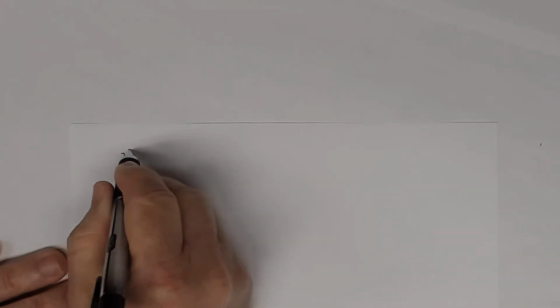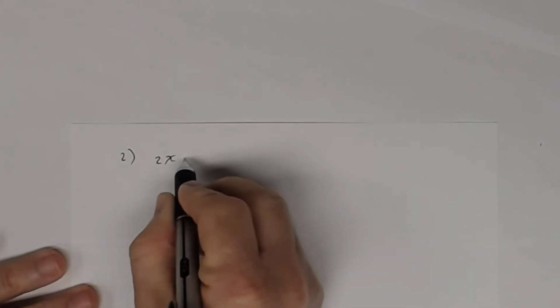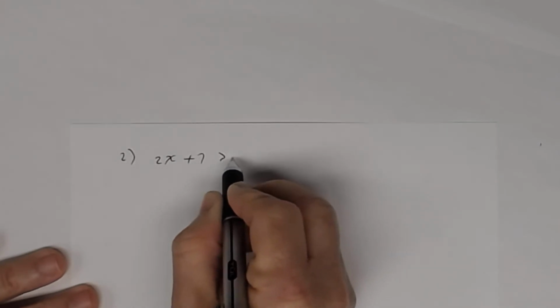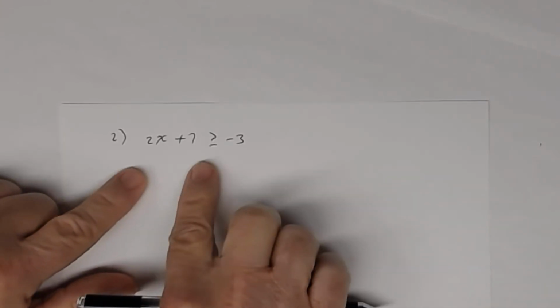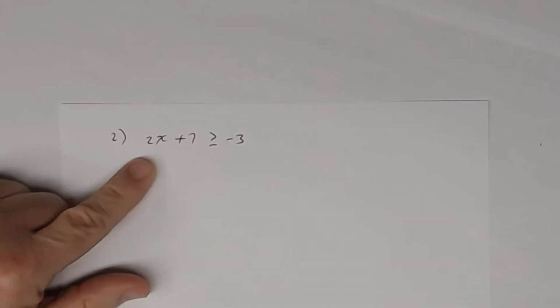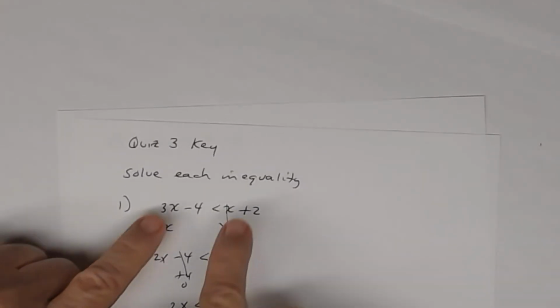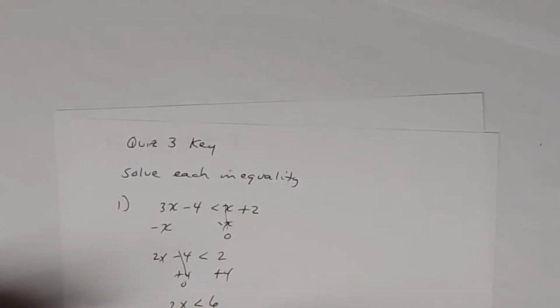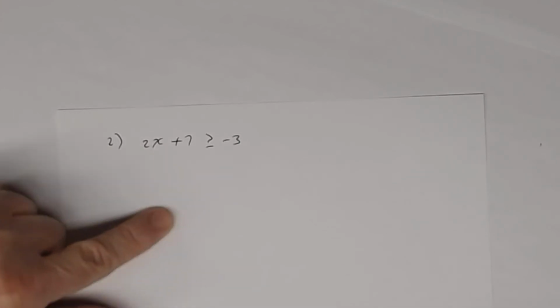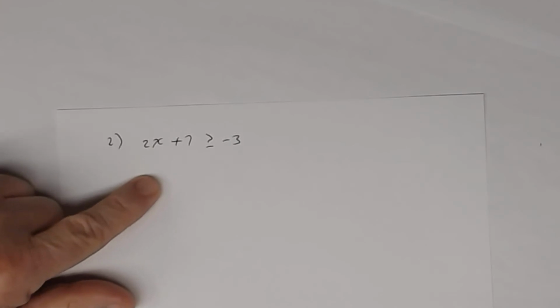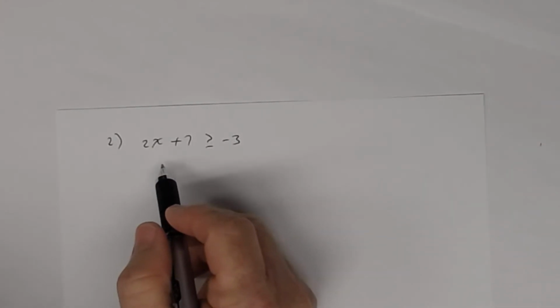Let's look at number 2. So number 2 in the quiz, you had this statement: 2x plus 7 is greater than or equal to negative 3. All right, now notice that this one is simpler than the previous one in the sense that in the previous one, you had variables on both sides, constants on both sides, right? And over here, you only have variables on one side. So it's a lot easier than the first one, and it'll take you fewer steps to deal with.